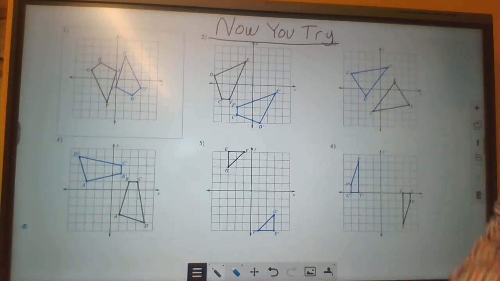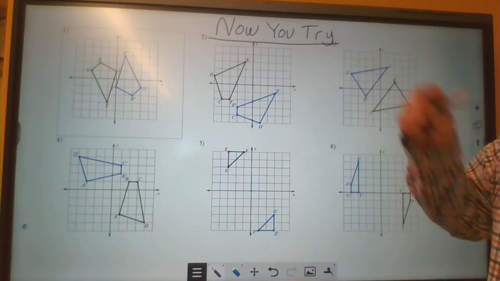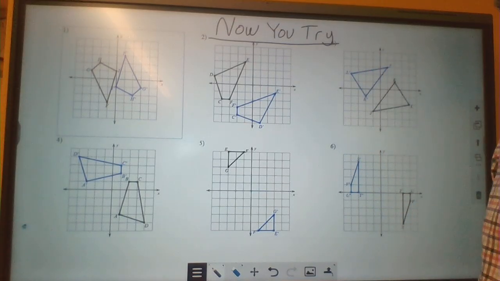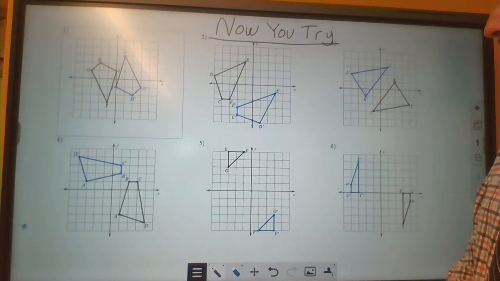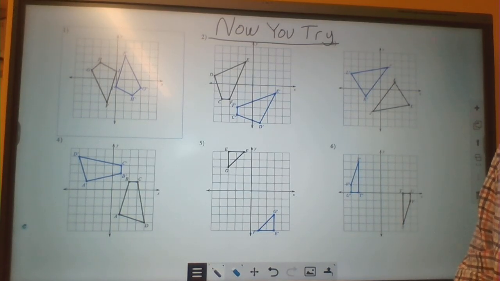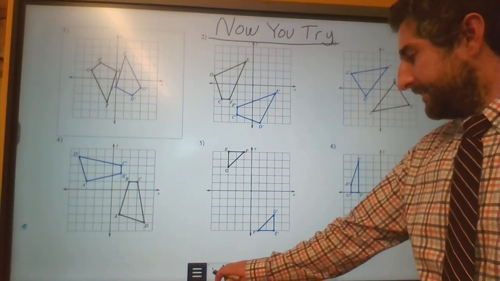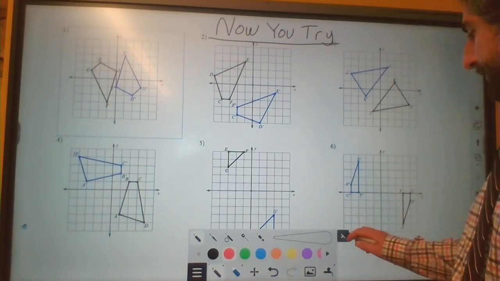All right, now you try. Here are 6 example problems. The points are already labeled, so this shouldn't be too hard. I would like you to determine which of these 6 are 180-degree rotations and which are reflections. Pause the video, give it a try, and then play the video for the reveal.